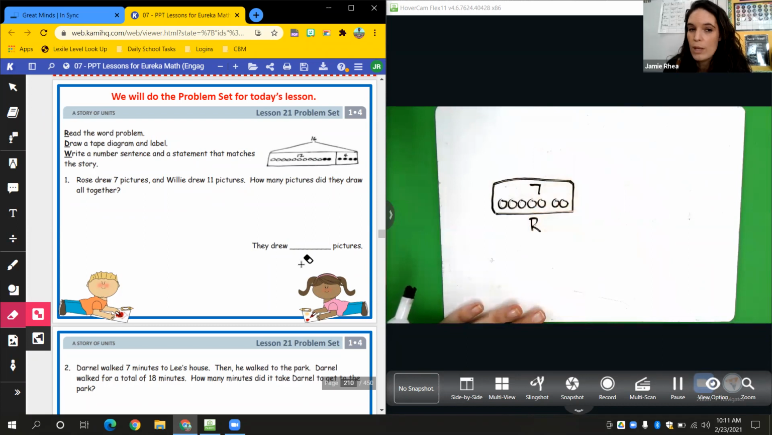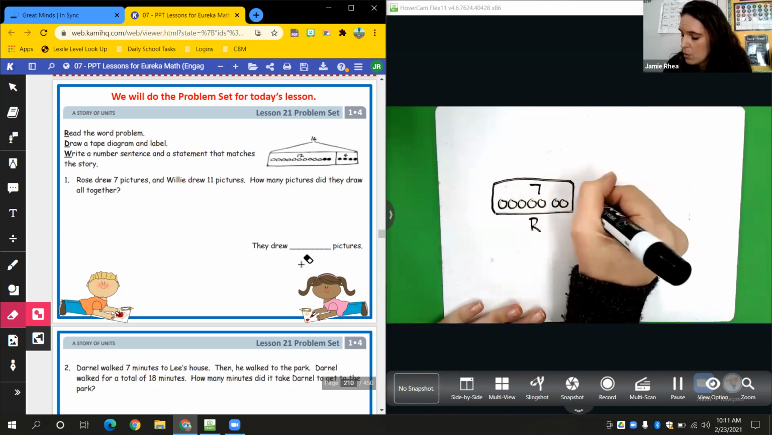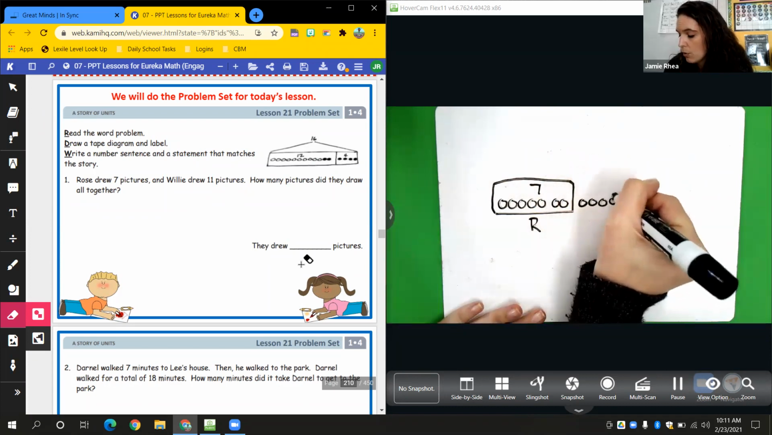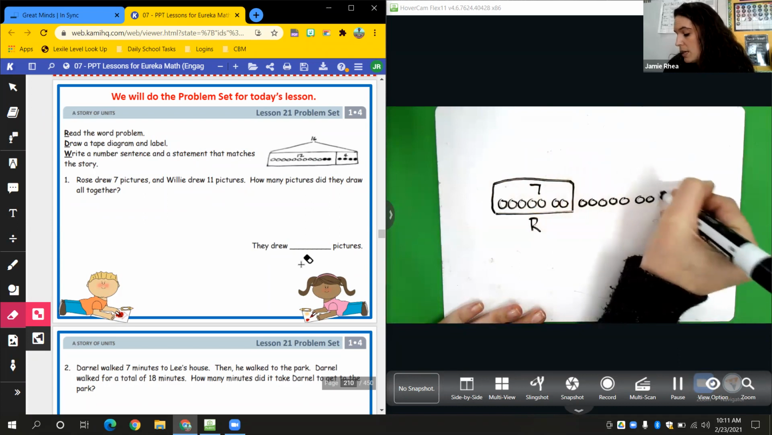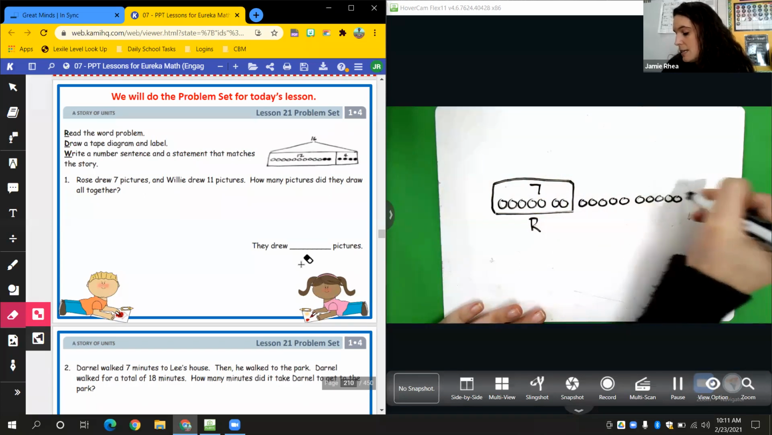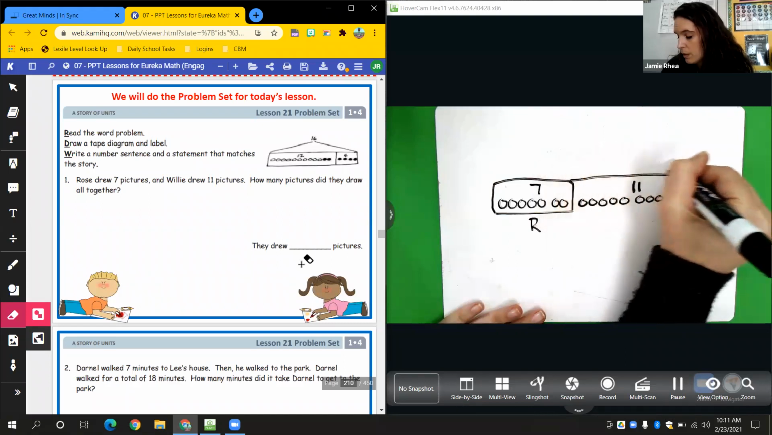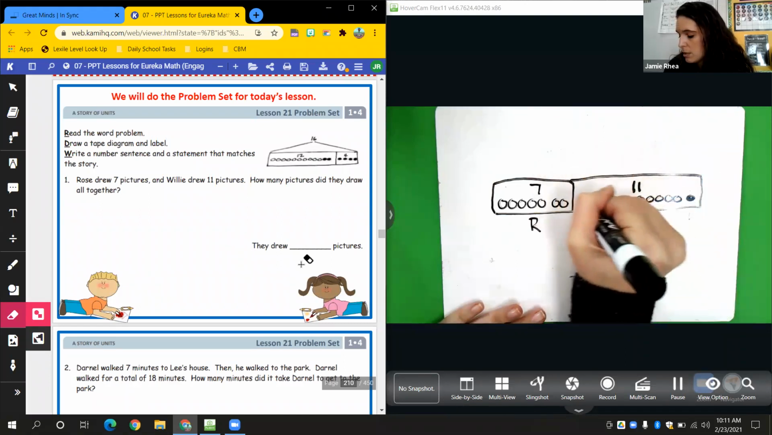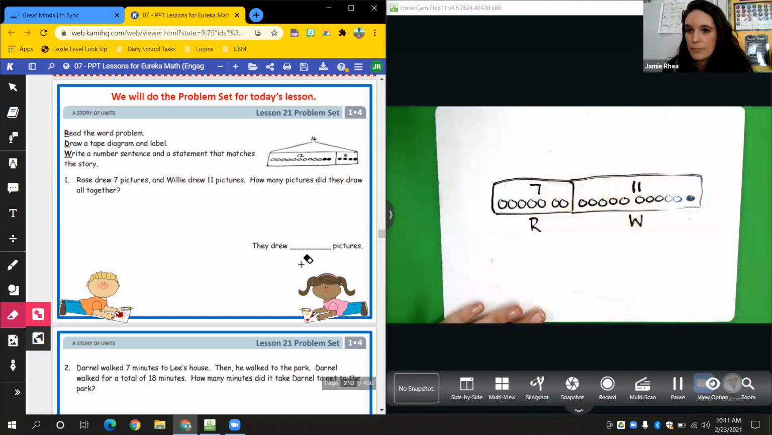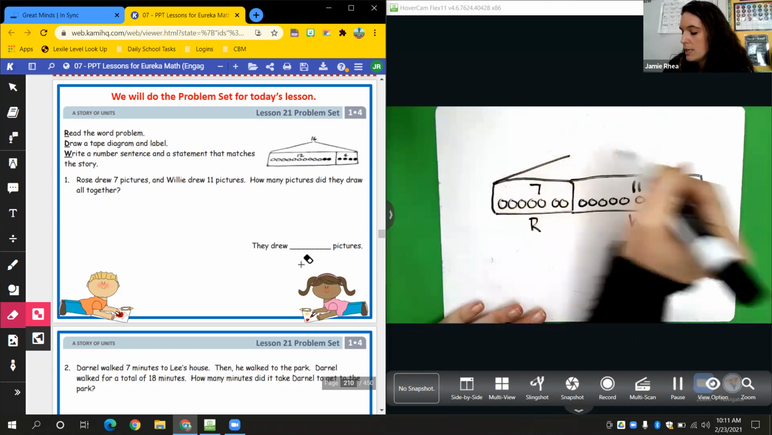Okay. Willie drew 11 pictures. Is that my part or my total? That's my other part. So now I need to draw 11. 1, 2, 3, 4, 5, 6, 7, 8, 9, 10, 11. There's my number. There's my box. W for Willie. So far, do you see what I have? I have the picture, the numbers, and the letter to go with it. Now I need to find my total.